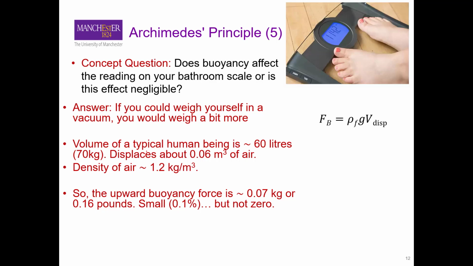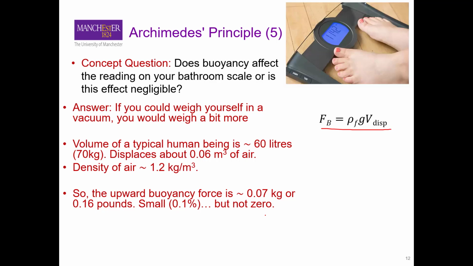So let's say you have a volume of a typical human being that is 60 liters. It means that the amount of air that your body displaces is 60 liters, and in SI units it is 0.06 cubic meter. We know the density of air, we know the gravitational constant. So from this equation, we can calculate the buoyancy force, and it should be 0.07 kg or 0.16 pounds. It means that you will weigh 0.1% lower in atmosphere compared to if you weigh yourself in vacuum. So although this effect is negligible, it's not zero.